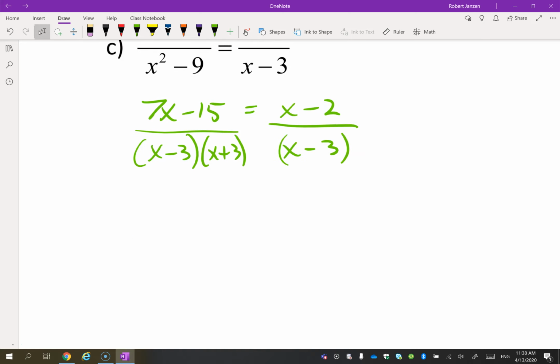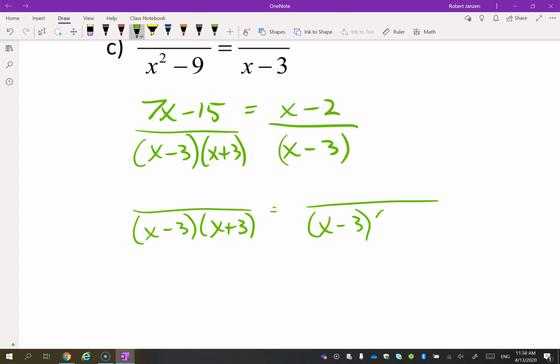What would be the least common denominator? Well, I need an x minus 3 and I need an x plus 3. So x minus 3, x plus 3. I did not change my first fraction, but the second one I definitely changed. I multiplied by x plus 3.